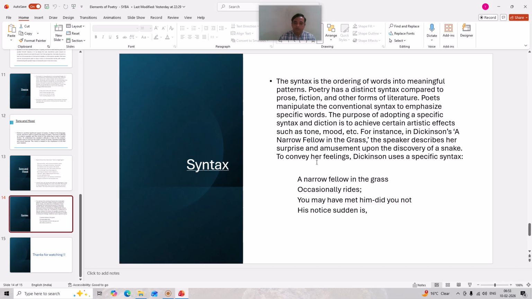To convey her feelings, Dickinson uses a specific syntax. A narrow fellow in the grass occasionally rides. You may have met him. Did you not? His notice sudden is.